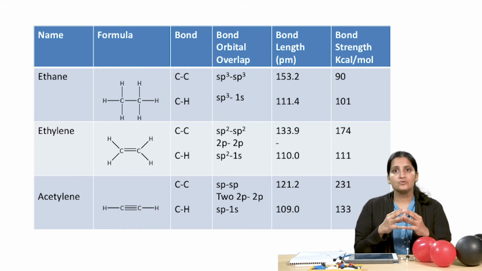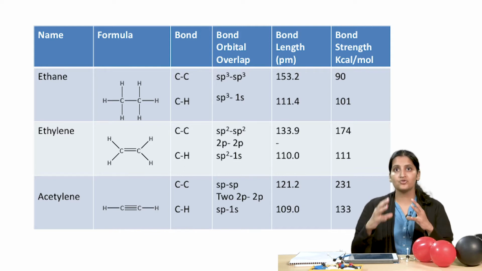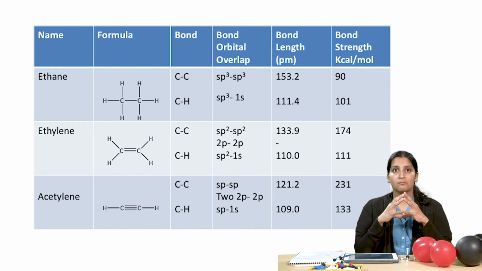In fact, as you can imagine, the more the s character, the shape of this hybridized orbital is going to go more like a sphere rather than like a dumbbell. So you can imagine the shape to change. Also, along with the shape, the bond strength is going to change.